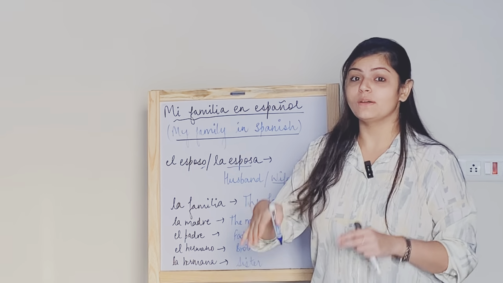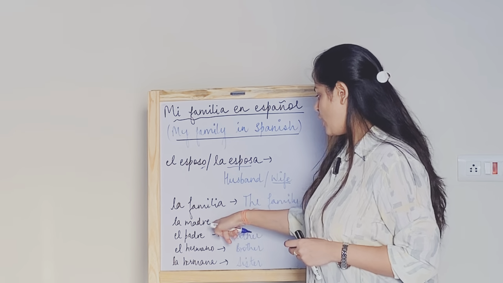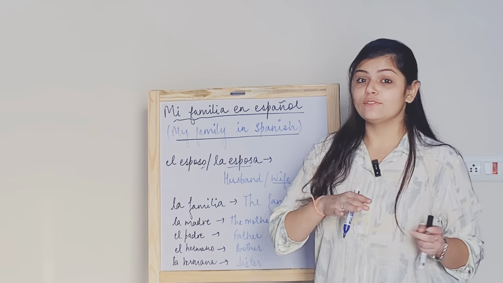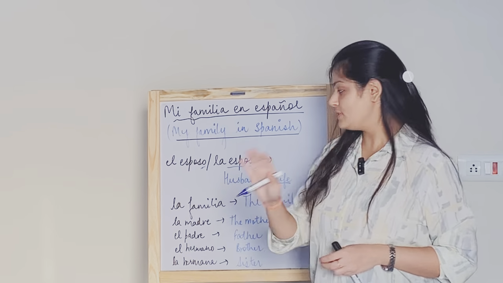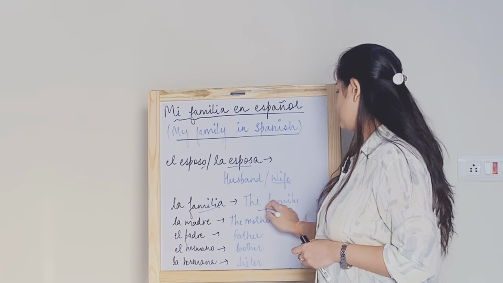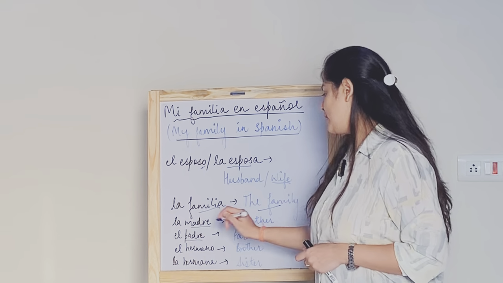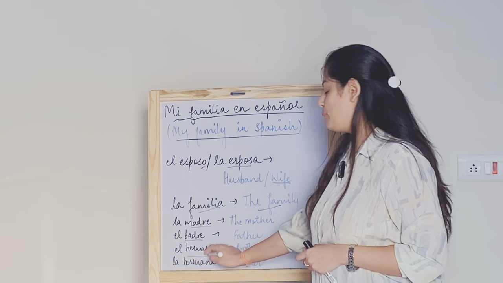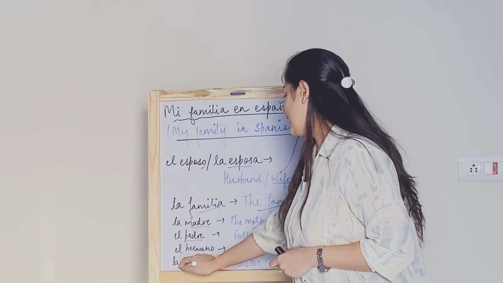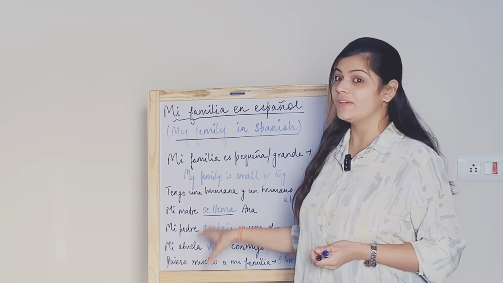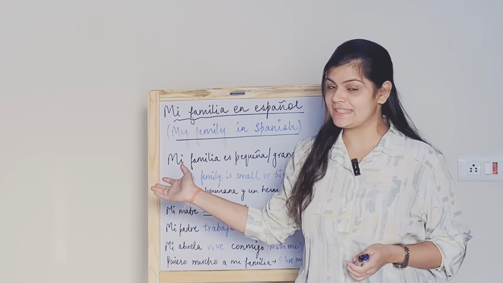So, en una familia tenemos 4 personas. In a family we have 4 persons. La familia, the family. La madre, the mother. El padre, father. El hermano, brother. Y la hermana, sister. I have some very new vocabulary here. Let's see some examples.